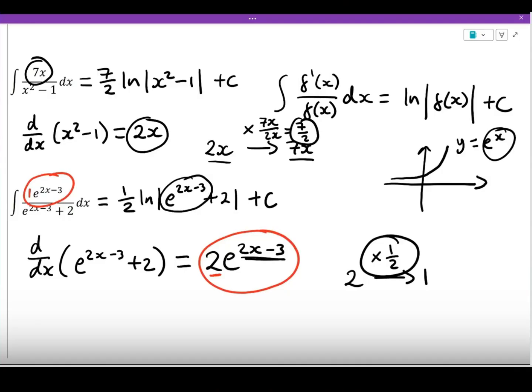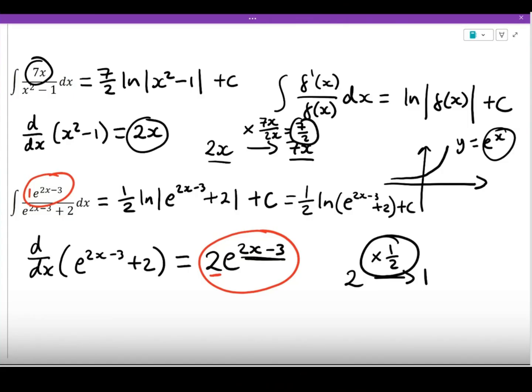Therefore, that part's always positive. And then we've also got a plus 2, which isn't going to suddenly make it negative. So technically, we're allowed to drop the modulus symbols for this one. So we are allowed to write 1/2 of the natural logarithm, and then in parentheses, e to the power of 2x subtract 3 plus 2, close brackets, plus c, like that.